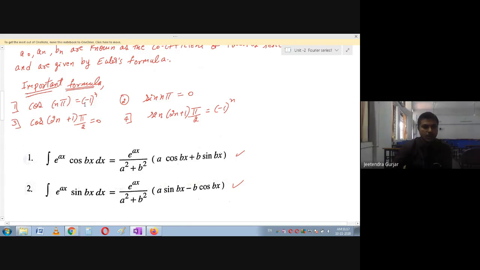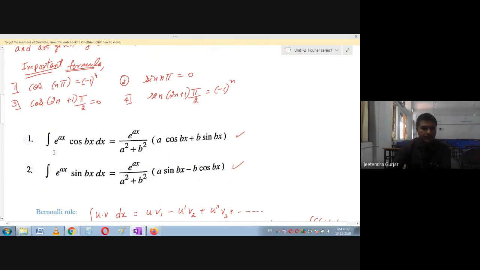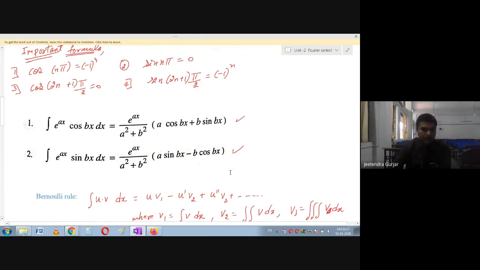That is, cos n pi is equal to minus 1 raised to n. Next, sin n pi is equal to 0. Cos of (2n plus 1) pi by 2 is always 0. Sin of (2n plus 1) pi by 2 is equal to minus 1 raised to n. Then remember again the formula: integration of e raised to ax cos bx dx is equal to e raised to ax divided by a square plus b square times (a cos bx plus b sin bx). Similarly, integration of e raised to ax sin bx dx is equal to e raised to ax divided by a square plus b square times (a sin bx minus b cos bx). So please remember this formula, students.